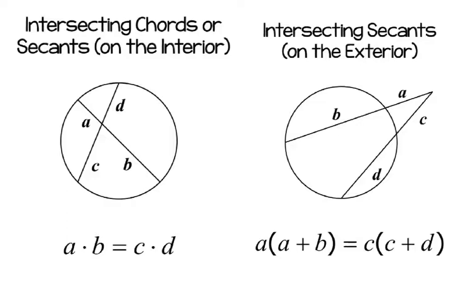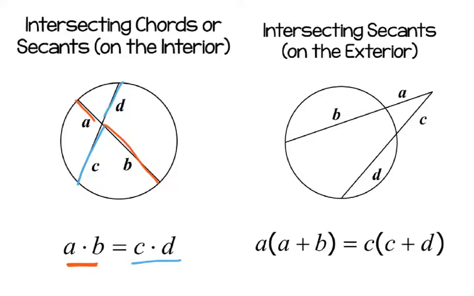Alright, and then here's two more formulas that sometimes you'll see, not really a big deal. You won't see a lot of it, especially like on the EOC and stuff, but just in case you ever do. So if you have two chords and they are making an X like in the middle, then the two that are beside each other, like A and B, you're going to multiply together and they're going to equal the other two that are beside each other. So C times D.